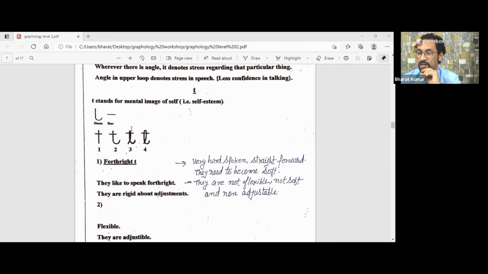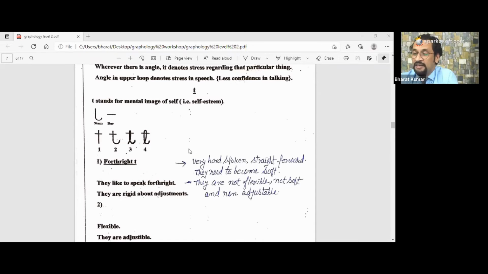Now check T. In the T we have two things. Remember, while analyzing any T, there are two things. One is the stem of the T, which is kind of like the handle of an umbrella. And second is the bar in a T. So two things are very important, that is the stem and bar of the T. Now check it. You have 4 different types of T. Then I will give you more tea, but not drinkable.